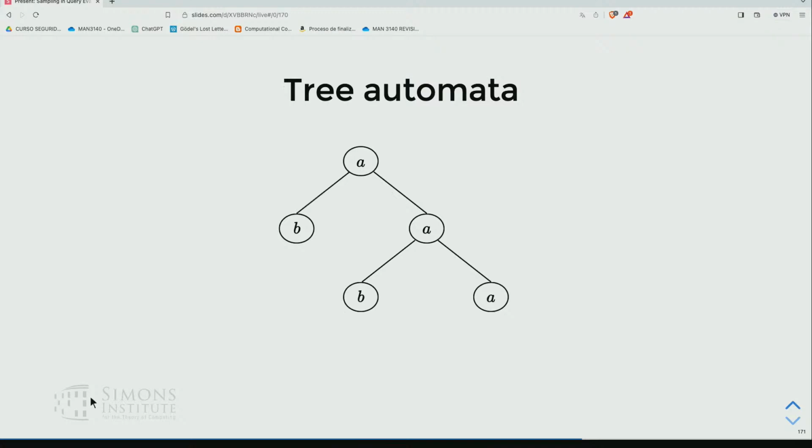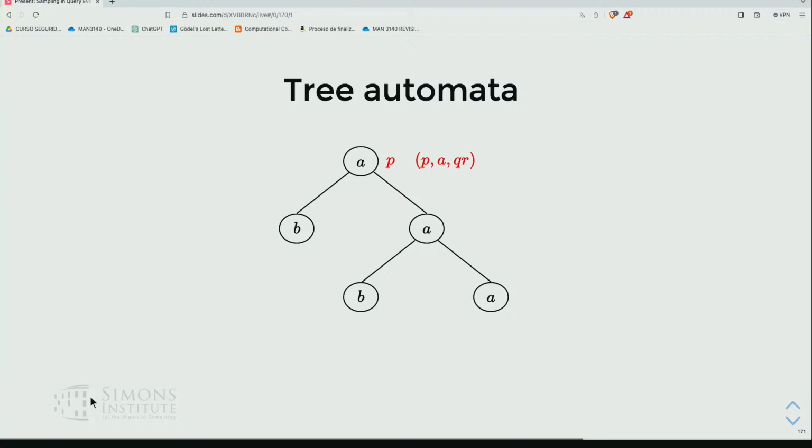Actually, these are automata that work over trees, right? They work exactly as a word automaton, as a non-deterministic finite automaton. You start by assigning some state to the root, and then you have some rule that tells you what are the states that you can assign to the children, right? And the rules look like this.